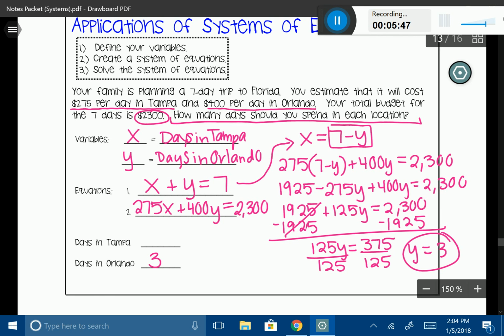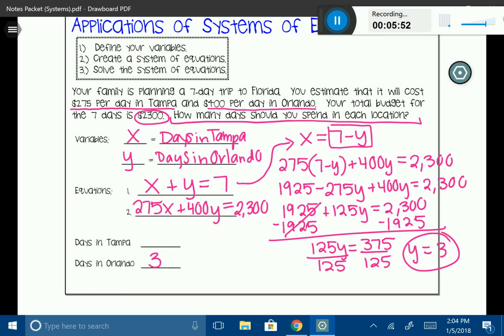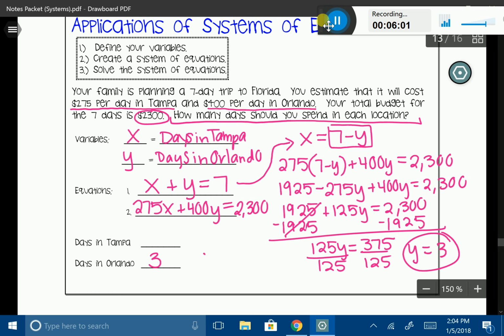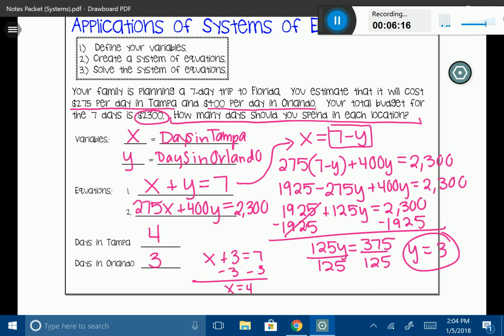Now, to figure out how many days we're going to spend in Tampa, we're going to treat this just like we've treated all of the other systems that we've done. We've taken that value and substituted it back into one of our equations. Obviously, the first equation is going to be way simpler to substitute it in than the second one, so I'm going to go ahead and choose that. And you can see that x is going to give us 4. So we're going to spend 4 days in Tampa and 3 days in Orlando.